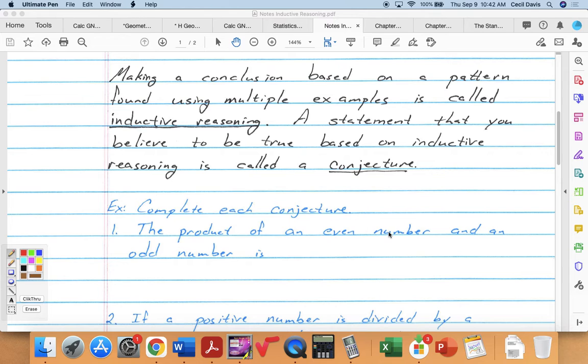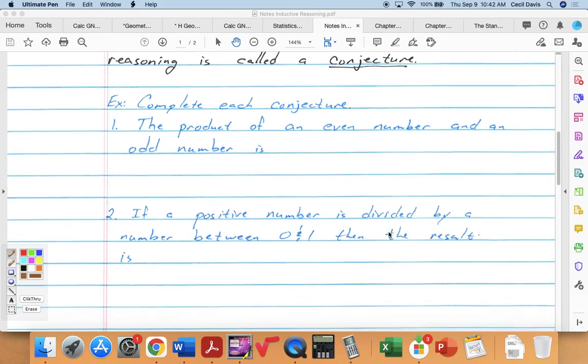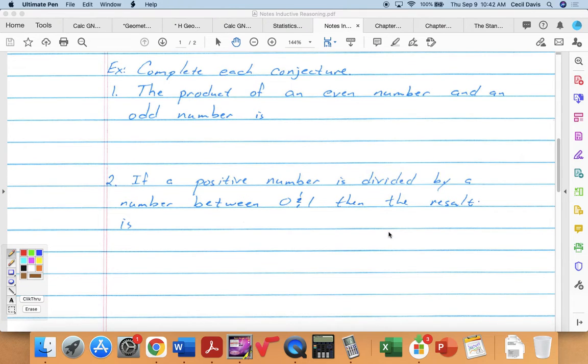All right. So let's complete these conjectures. These are more ones where it's like they're numerical laws, so we're way more certain of this. So the product of, what does product mean, by the way? When you multiply them. The product of an even number and an odd number is odd.